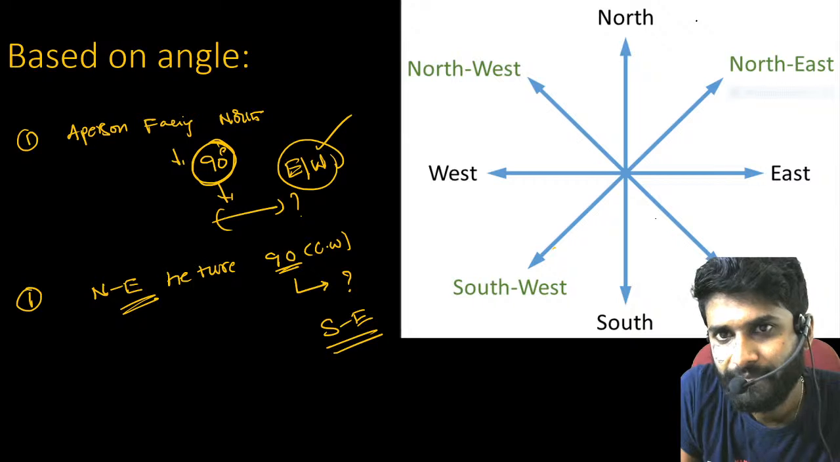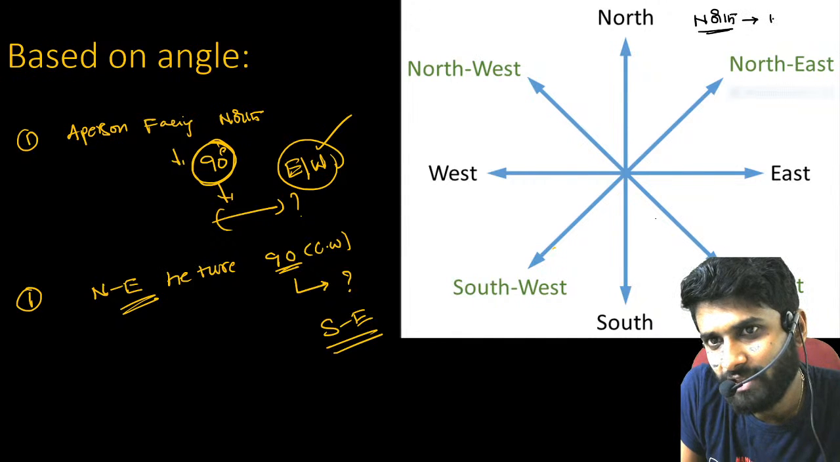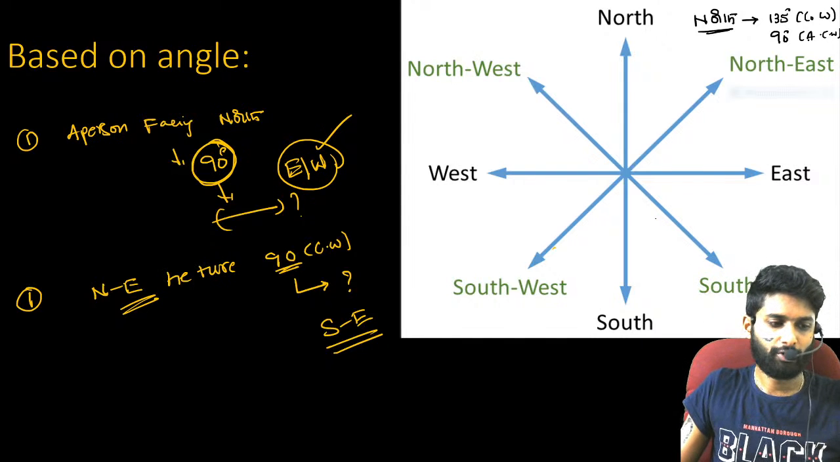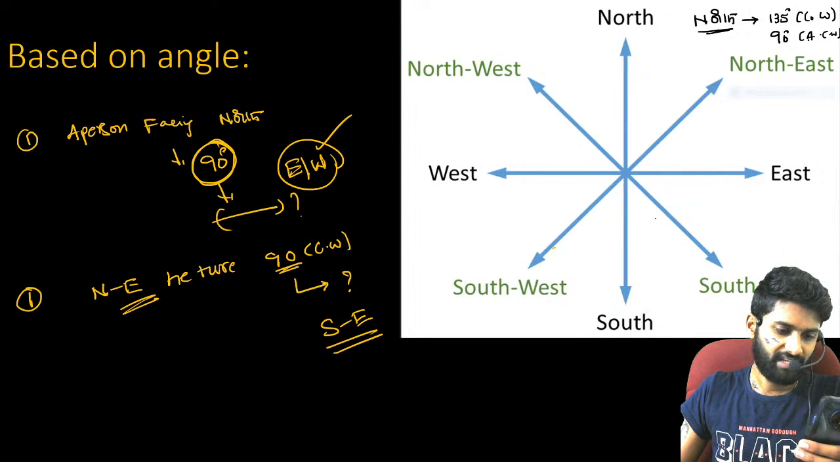Now, for example, a person is initially facing north. That is the first information. He turns 135 degrees clockwise and 90 degrees anti-clockwise. Now, which direction is he facing? That is my question. Initially, a person facing north turns 135 degrees clockwise and 90 degrees anti-clockwise. Now, which direction is he facing? Give me the answer.